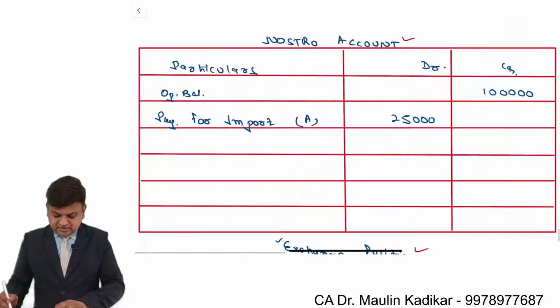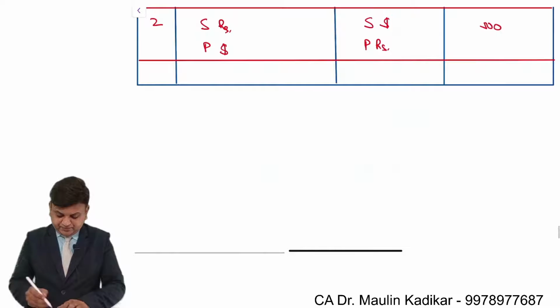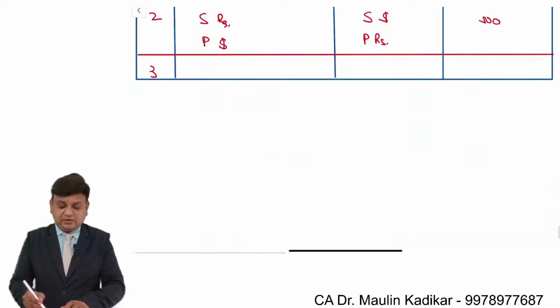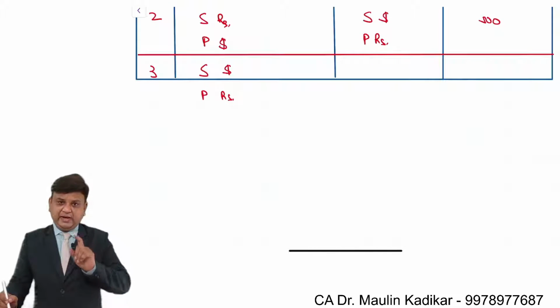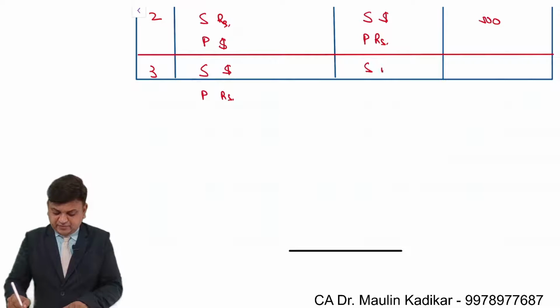So over here, in the third question, the transaction from the customer's point of view is sell of dollar and purchase of rupees. From the bank's point of view, the transaction is sell of rupees and purchase of dollar.